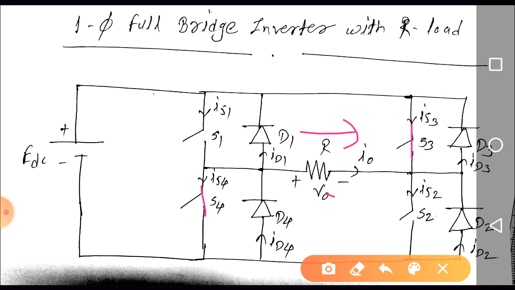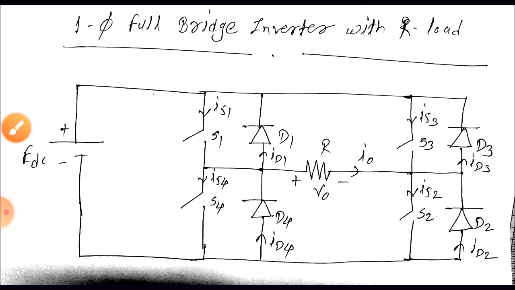When S3 S4 are in the on state, current direction is reversed, so I0 will be negative. Next, can we apply KVL for finding the V0? Yes, it is plus EDC plus V0 is equal to 0, right? So what is V0? V0 is minus EDC, right?